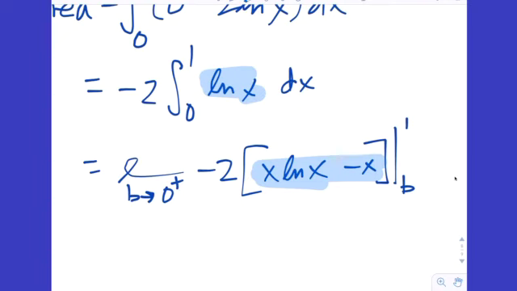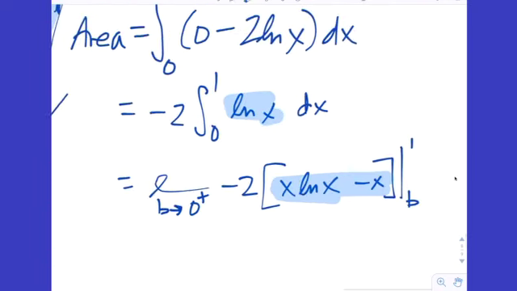Yeah. Okay. So I brought the -2 out front. Kept it as -2, from 0 to 1. 0 is the vertical asymptote. The antiderivative of the natural log of x.